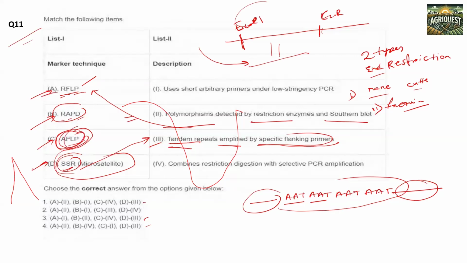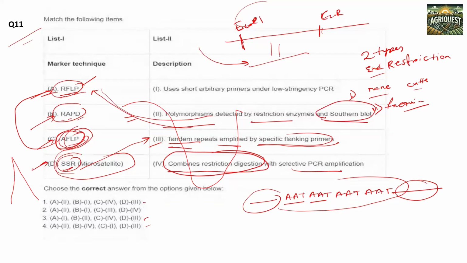In AFLP, what is done? The combined restriction digestion is done, meaning two types of restriction digestion, and after that PCR is done. What is the difference between AFLP and RFLP? In RFLP, after the restriction enzyme digestion, Southern blotting is done, but in the AFLP method, after the restriction digestion, PCR is done. You can also know it as site specific PCR amplification.